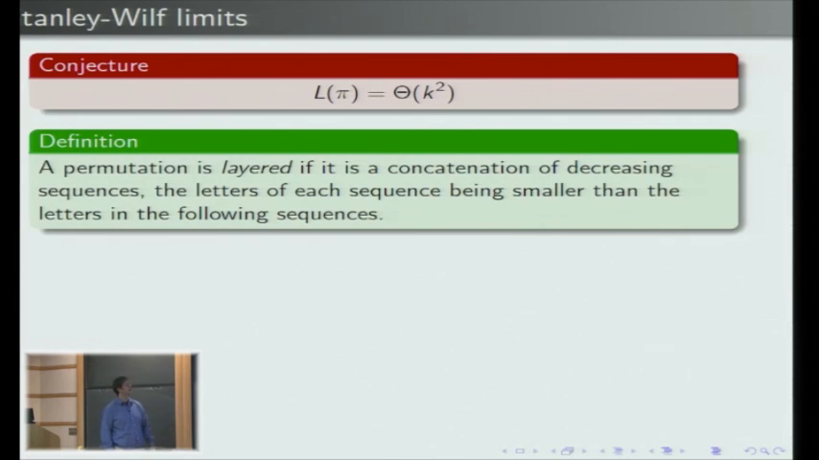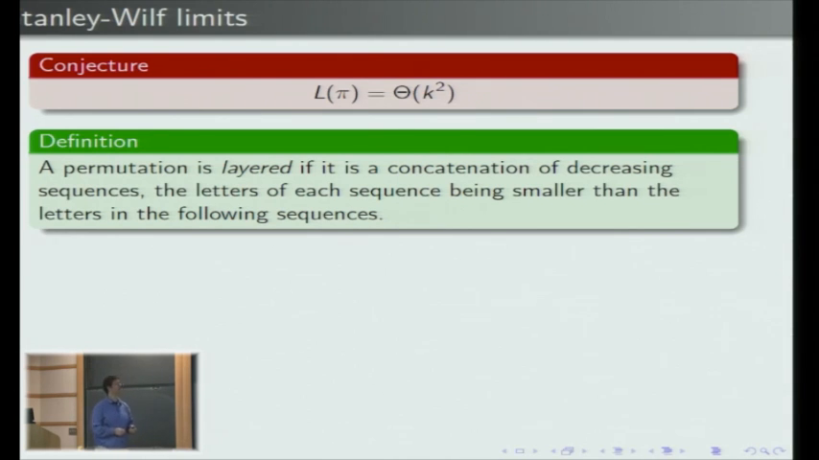And these are a very special class of permutations. A permutation is layered if it is a concatenation of decreasing sequences, the letters of each sequence being smaller than the letters in the following sequences. So you have these decreasing sequences, and they go up one after the other.